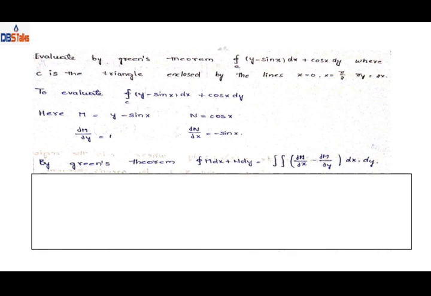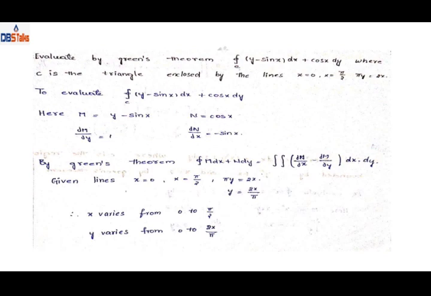So, this is in the form of closed integral M dx plus N dy. Here M equal to y minus sin x and N equal to cos x. Now, we find dou M by dou y, that means differentiate M with respect to y partially: y differentiation is 1, minus sin x differentiation is 0. So, dou M by dou y is 1 and dou N by dou x equal to minus sin x. By using Green's theorem, the statement of Green's theorem is closed integral M dx plus N dy equal to double integral of (dou N by dou x minus dou M by dou y) dx dy.